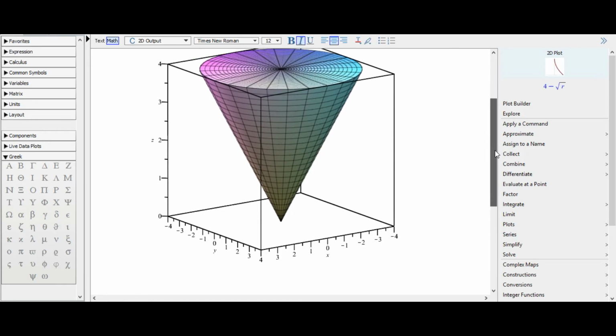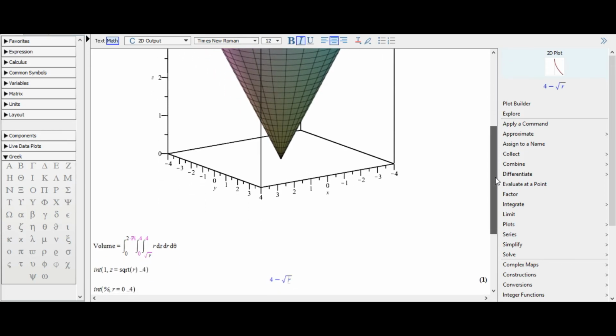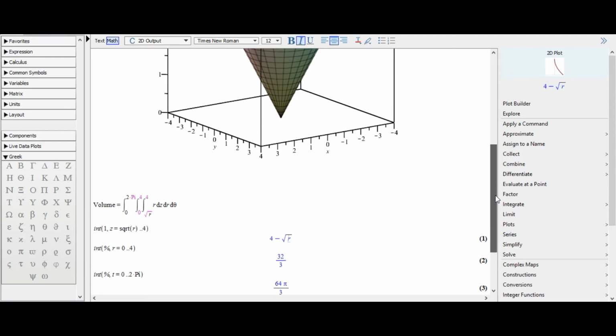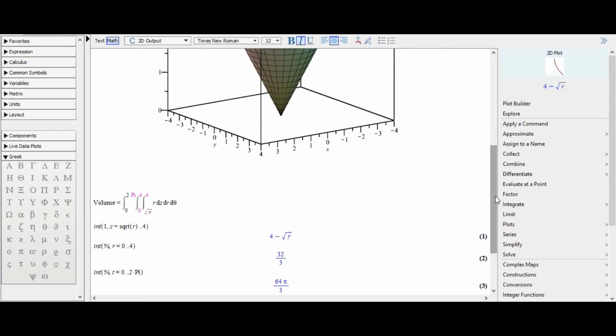We can find the volume of the cone by converting the triple integral from rectangular to cylindrical coordinates. Here is the equation in cylindrical coordinates. After that, integrate one by one, starting with z, then integrate r, and lastly integrate theta. The final answer obtained is 64 pi over 3, which equals 67.02 unit cubed.